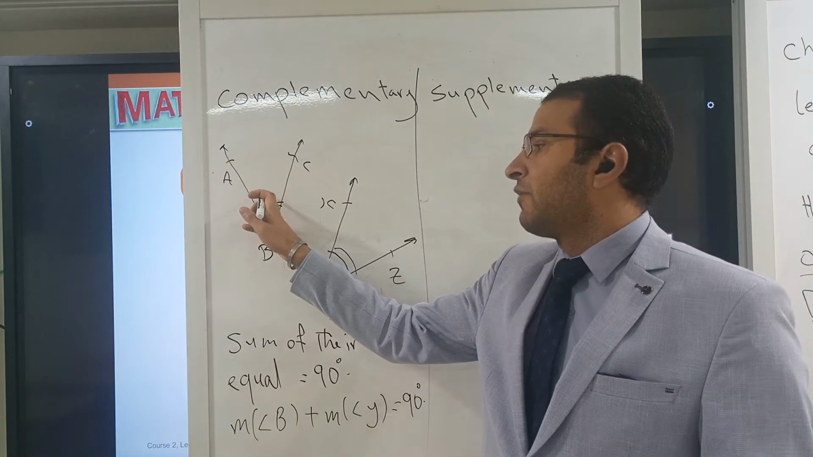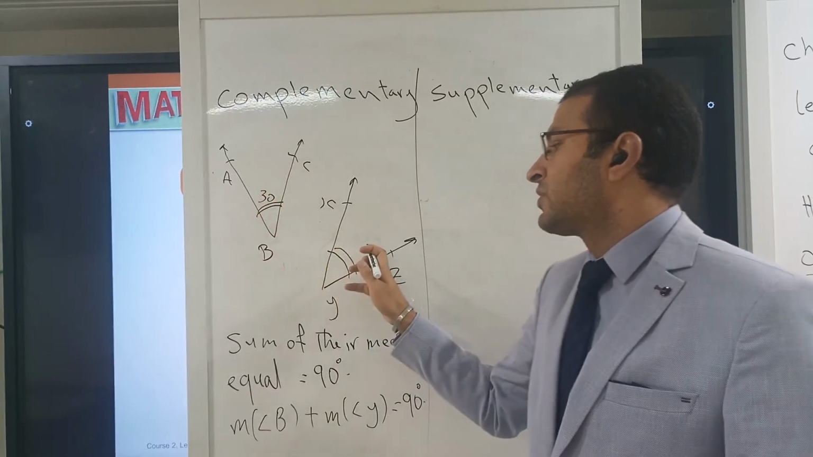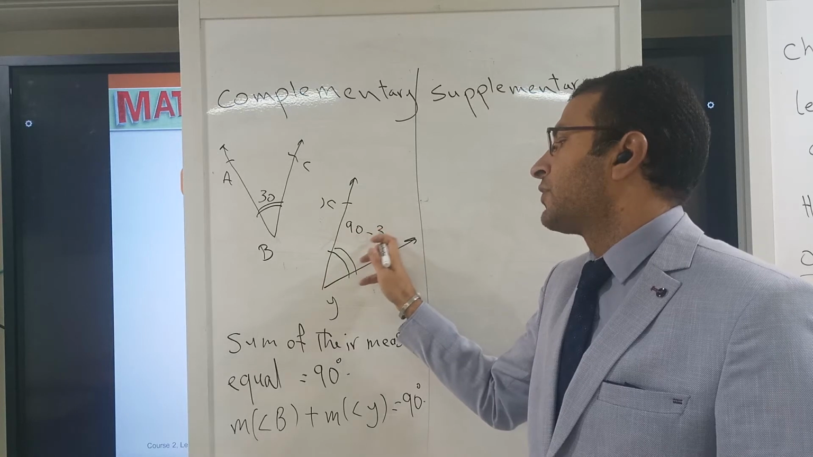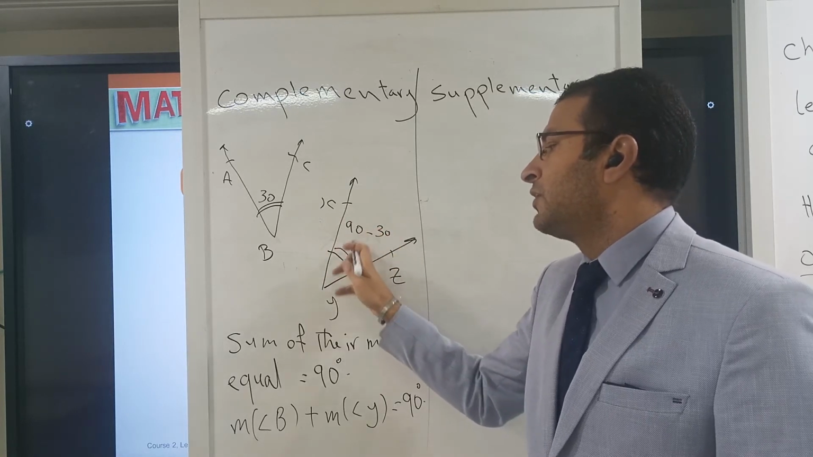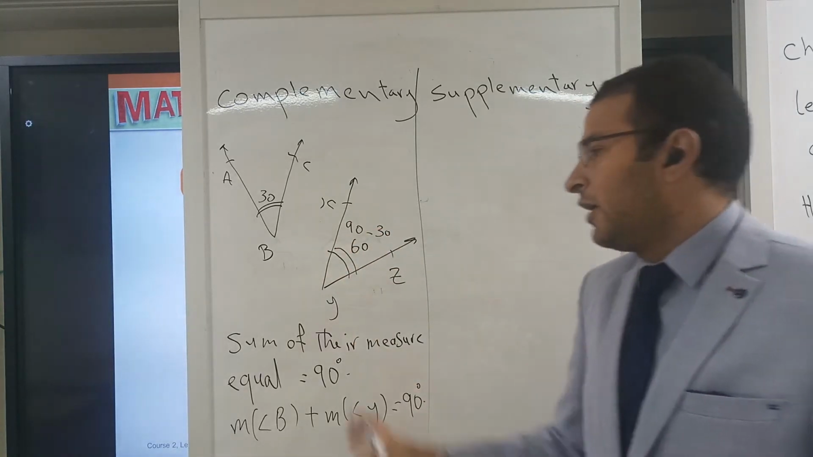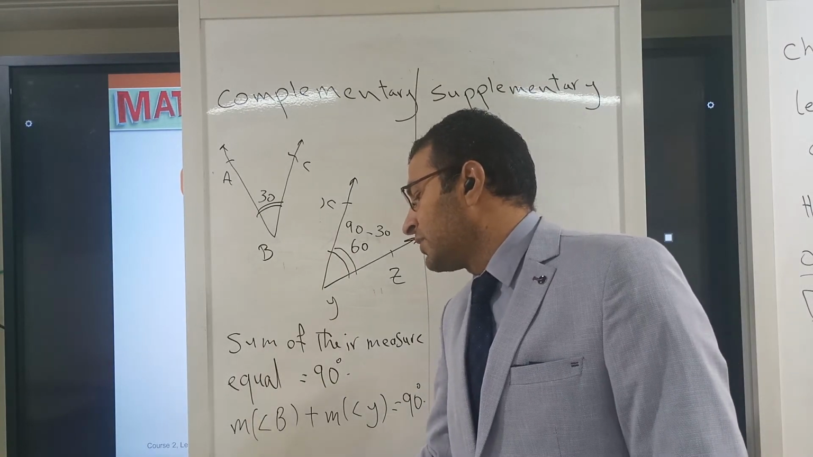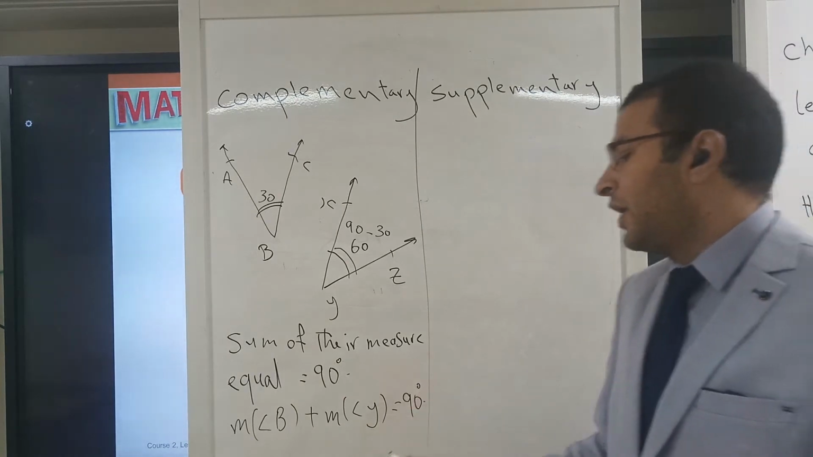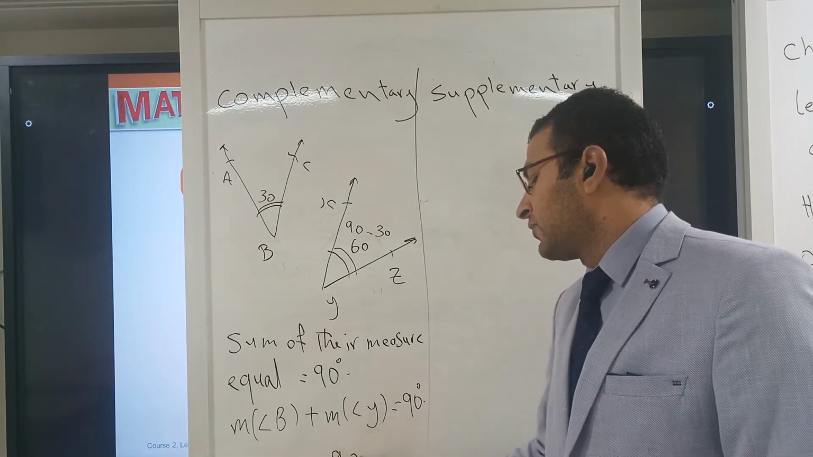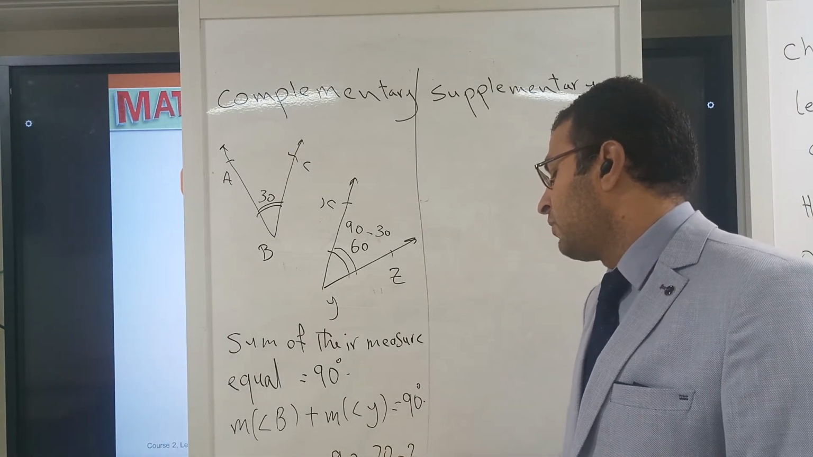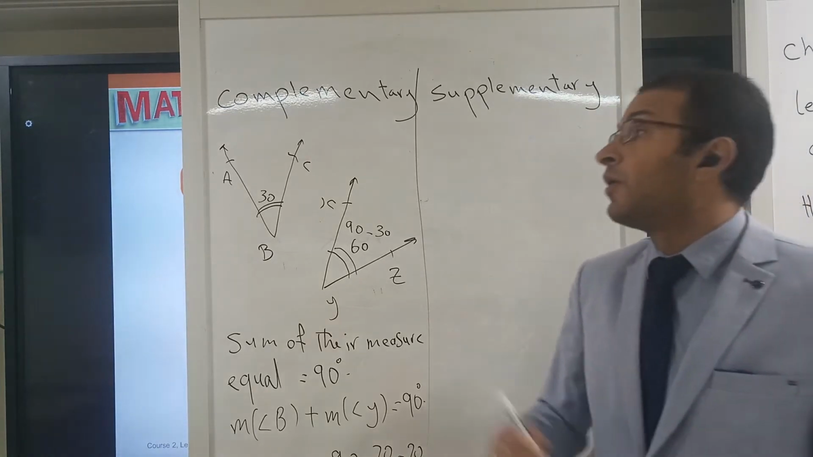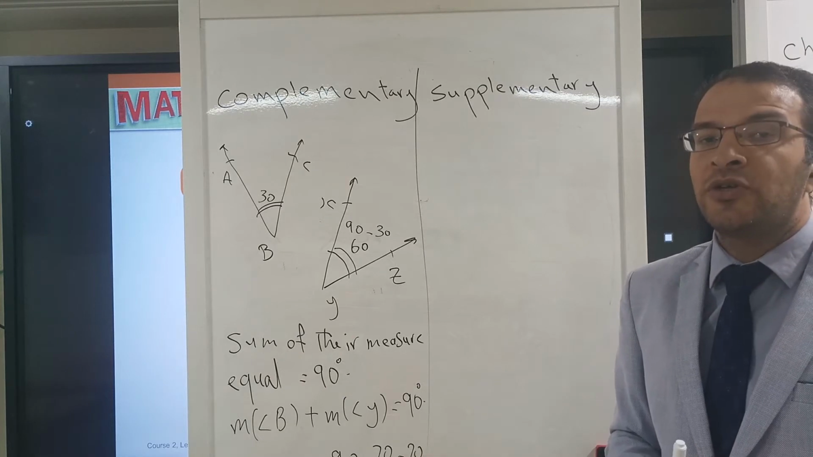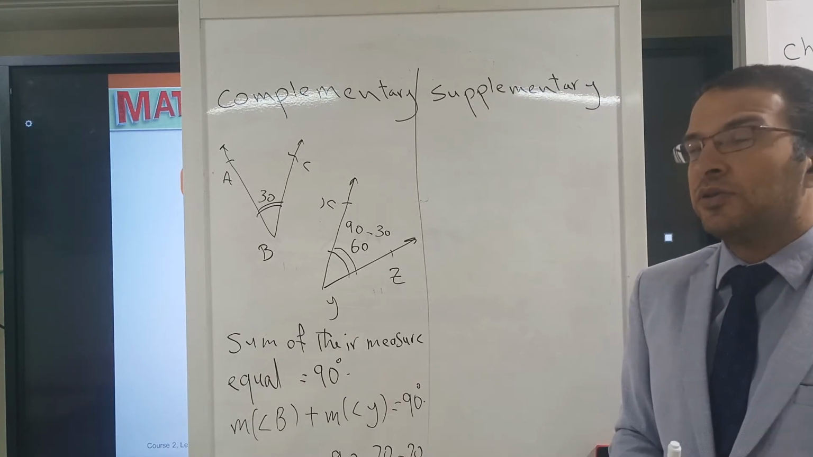So if this angle, for example, is 30, what must the other angle be? 90 minus 30 equals 60. If I have this angle, for example, equal to 70, how can I find the other angle? The other angle will be 90 minus 70, which equals 20. So complementary angles are two angles whose sum of measure is equal to 90 degrees.